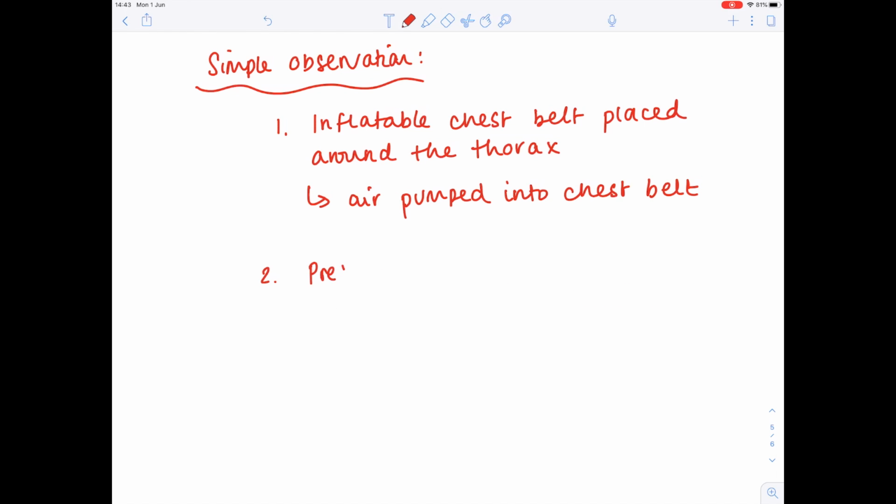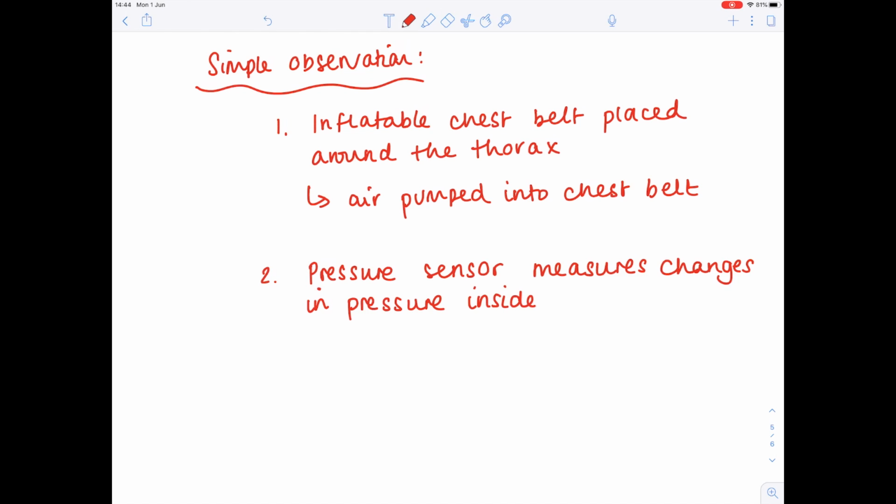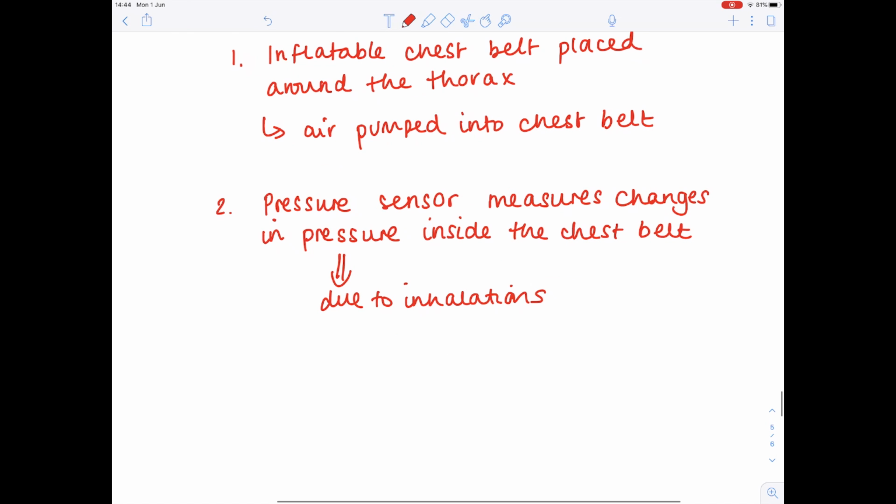Next up, a pressure sensor is used to measure changes in pressure within the chest belt which come about due to chest expansions from breathing in. And this enables us to measure ventilation rate as well as the relative size of ventilation, so how they compare to each other.